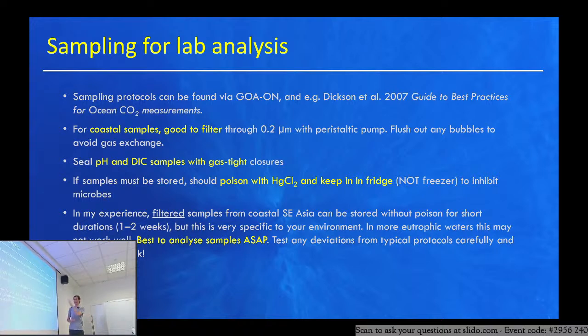Any deviation from the accepted protocols, you should be testing. You should expect reviewers to question you on that. We've done some fairly careful tests there. If you're sampling certain types of environment that are quite eutrophic, this really might not work well. I'm very happy to have any input and commentary from people on that.